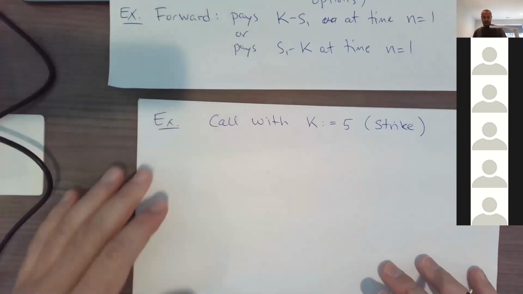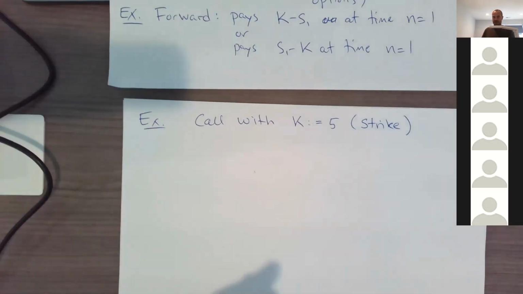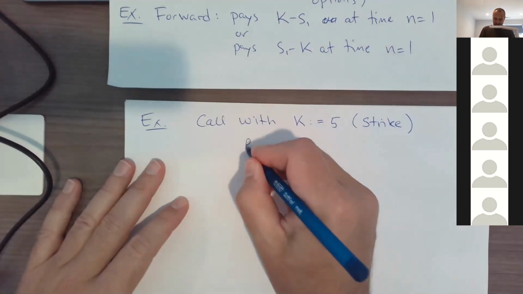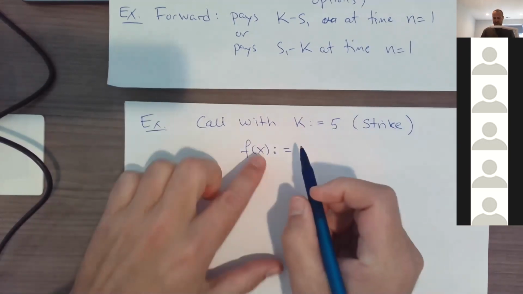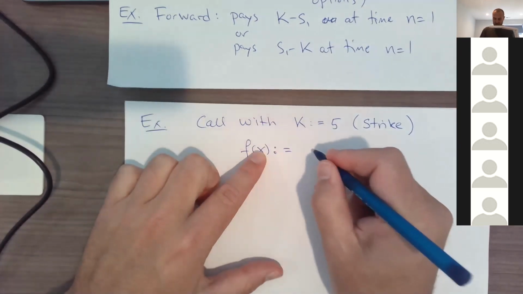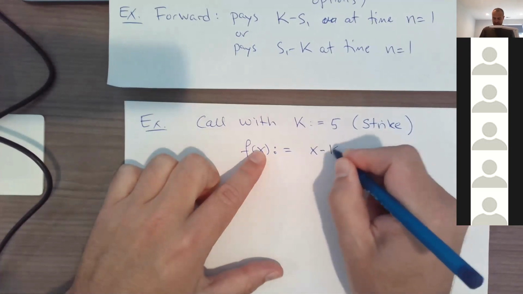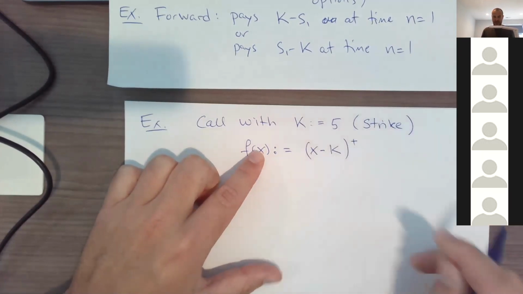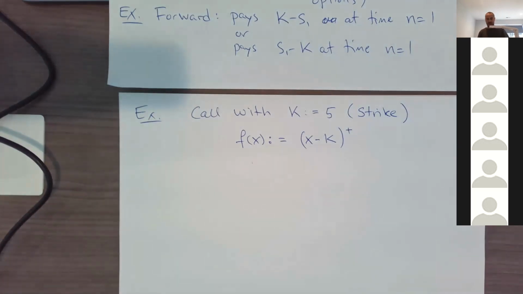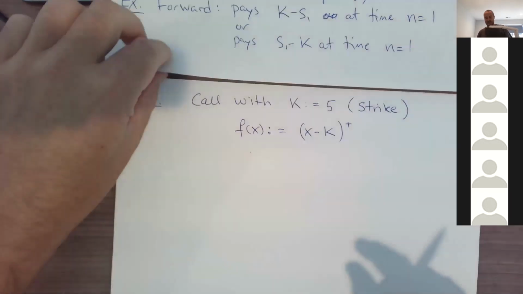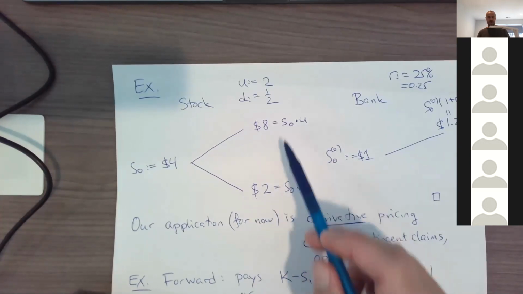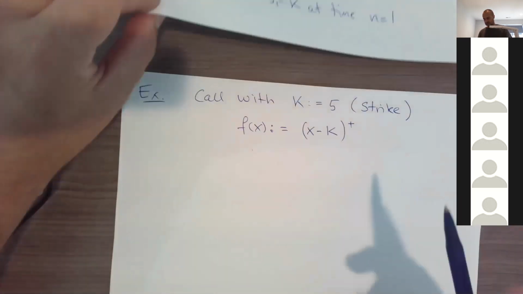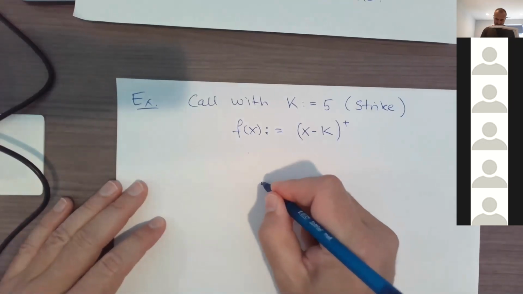So how would a call look? Well, it's going to have two possible values. The function we're working with is f of x. It's a call, which means that the payoff function is x minus k, positive part. And x here is the future stock value. This is either 8 or 2. Okay, so let's make a diagram for the call.